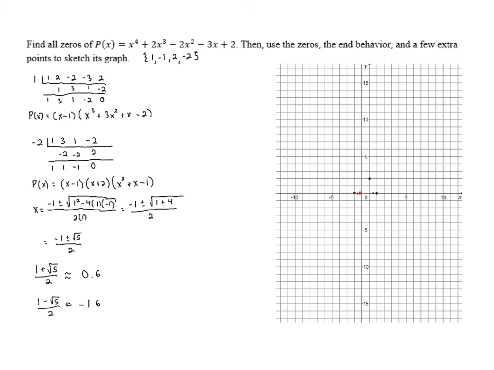We need to figure out what's going on in these little intervals right here. So to do that, we need to pick an x value that's between 0.6 and 1, and also one that's between negative 1.6 and negative 2. So those values, I'm going to pick 0.8 and then negative 1.8. And then we can use synthetic division to figure out what we're going to have here. 1, 2, negative 2, negative 3, and 2.